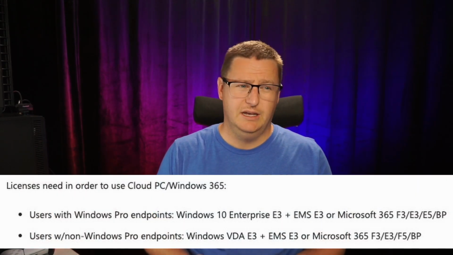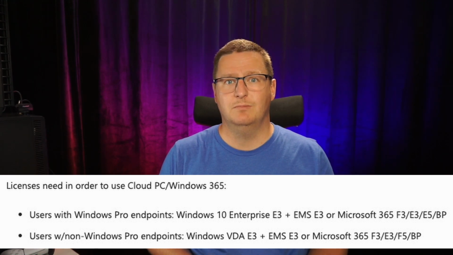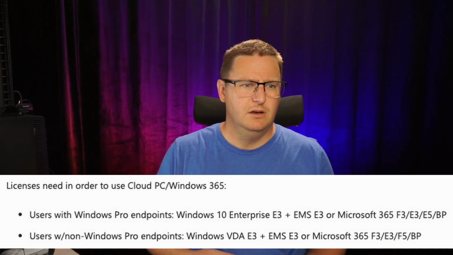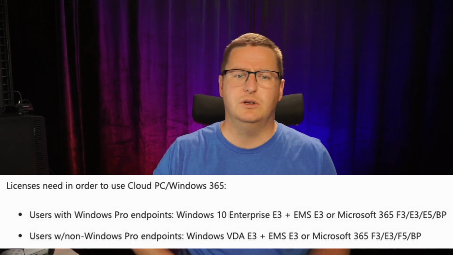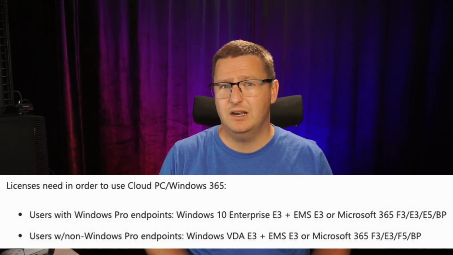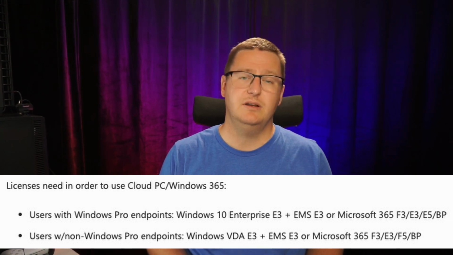With Windows 365 Enterprise, on the other hand, the setup process is a little more work, and unlike the business version, you actually have some requirements. So let's start by looking at the requirements. First of all, your users will have to have a license that includes Windows on it. That means that you can use the Microsoft 365 F3, E3, E5, or the Microsoft 365 Business Premium. Alternatively, for users that will have a Windows Pro endpoint, you can use the Windows 10 Enterprise E3 license combined with an EMS E3 license.